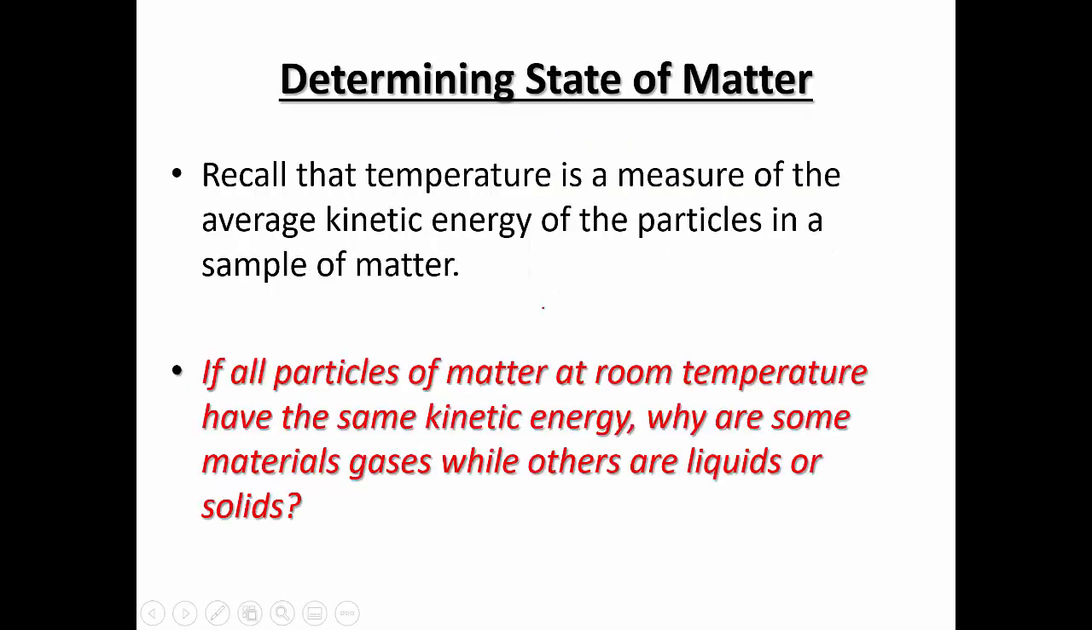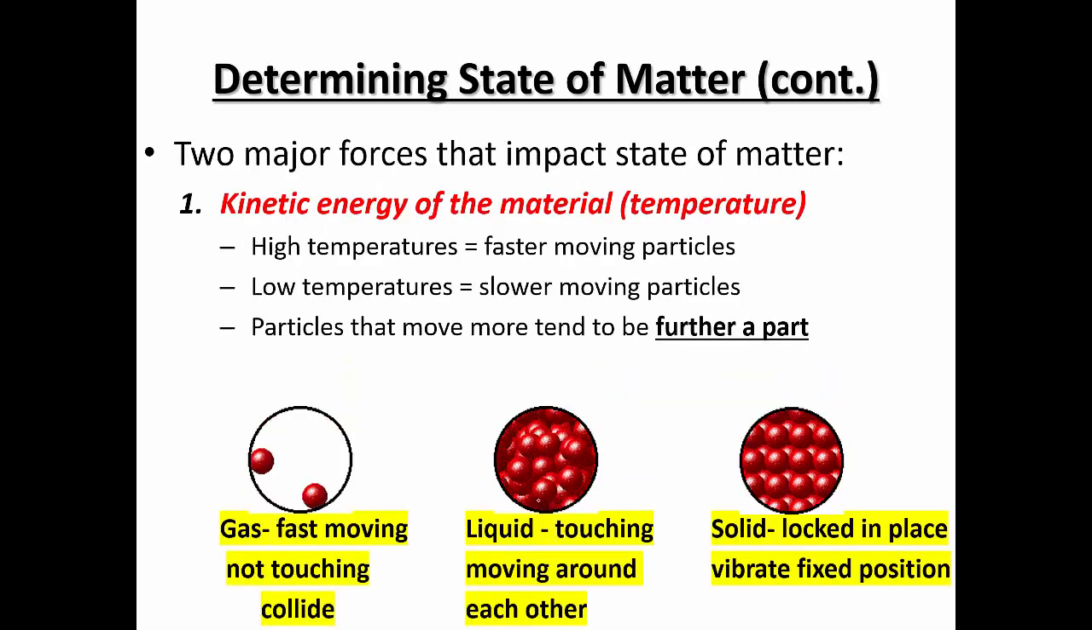So one question that we have to begin with is this idea that temperature is the average kinetic energy of all the particles of matter there. Now, one idea is that at room temperature, they all have the same kinetic energy. But a lot of times we have materials that are either solids, liquids, or gases, depending on what's going on room temperature wise. So there must be something beyond temperature that's causing things to be solids, liquids, or gases. So to begin with today, we're going to look at two factors that affect the state of matter.